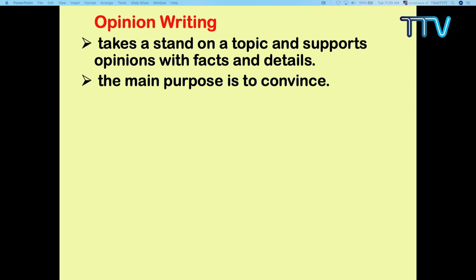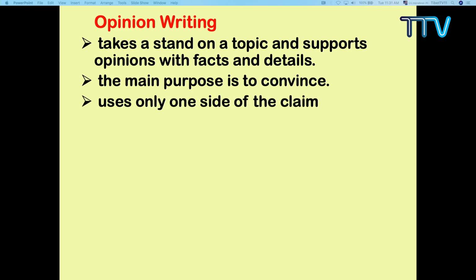Now, in case you want to persuade someone through your opinion writing, your opinion writing becomes persuasive. If it's just an opinion piece, you may not want the other person to be convinced, you are just sharing your opinion, but it can take the form of persuasive writing if you want to persuade or convince the other person.